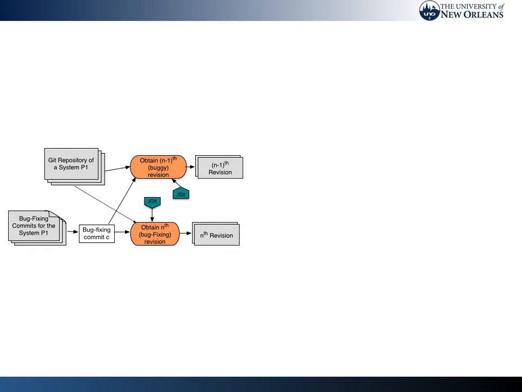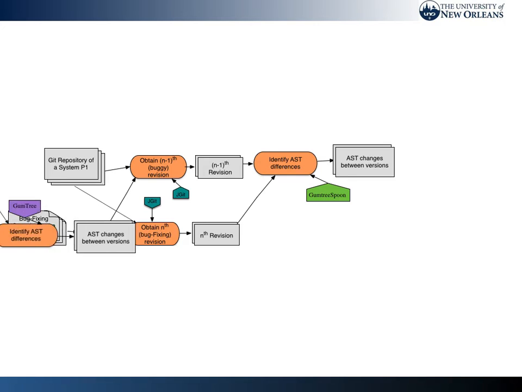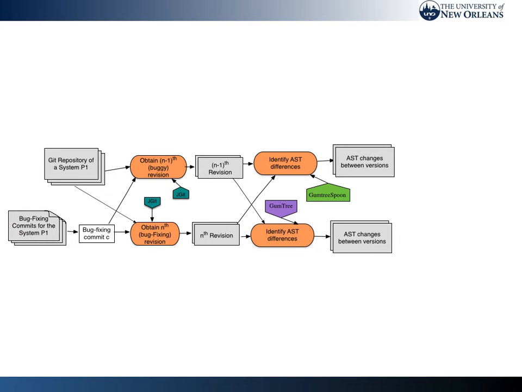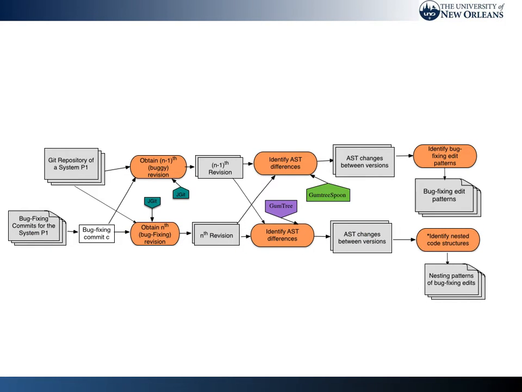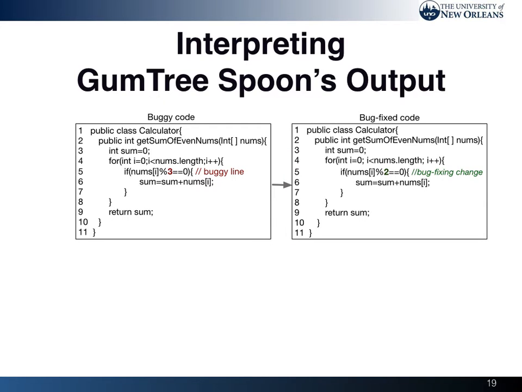Then using Gumtree Spoon and Gumtree, we detect differences between the bug fixing revisions and their immediate previous revisions. The collection of such AST differences is then analyzed to detect bug fixing edit patterns and dominant nested code structures of code changes to fix bugs. Now we'll describe how we have processed the AST chains at this step to answer research question 1.